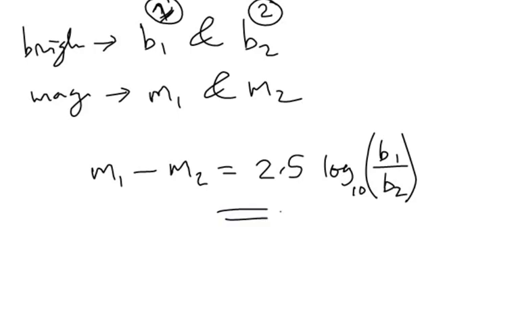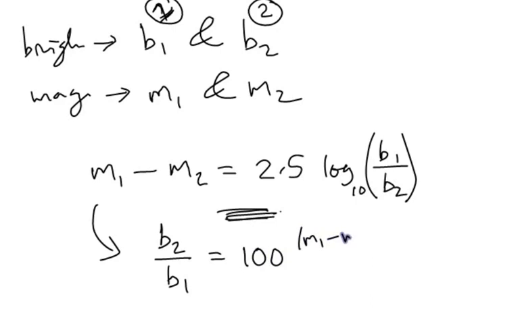Now let us check if it is correct or not. But before I do, let me write this equation in a different way. Of course we can write it this way: B2 by B1 is equal to 100 to the power (M1 minus M2) divided by 5.